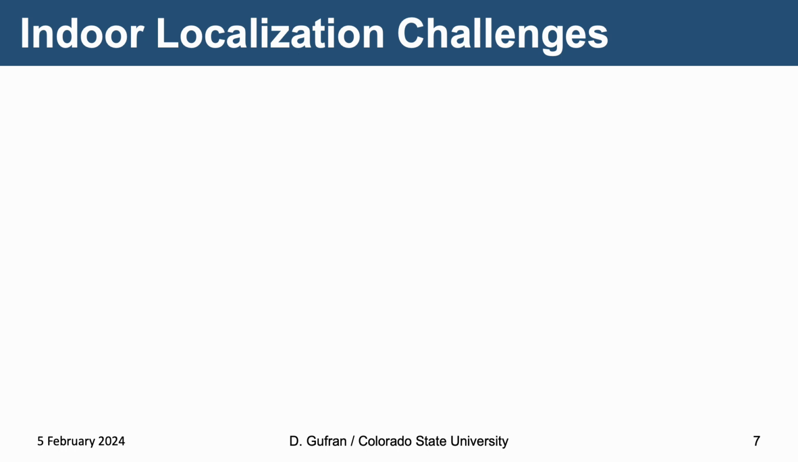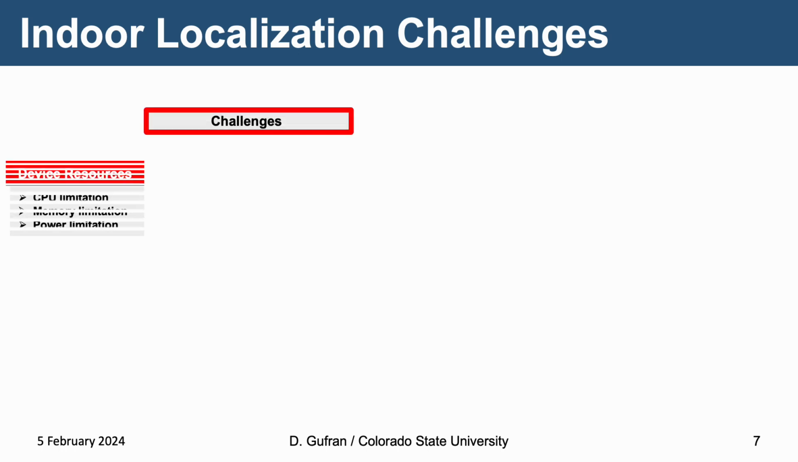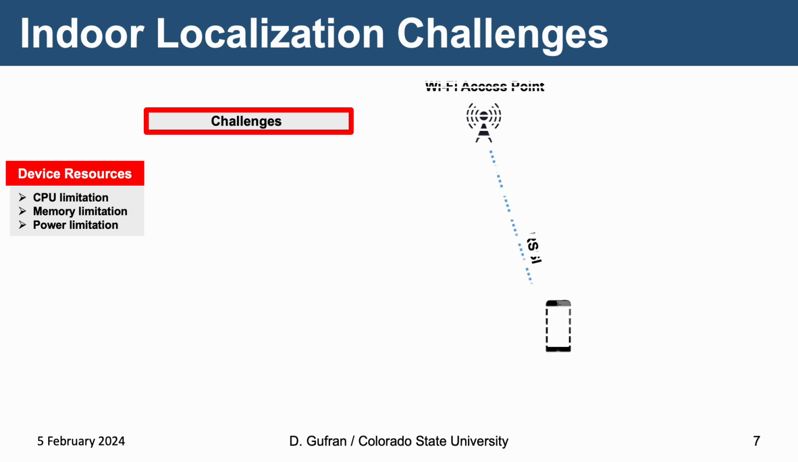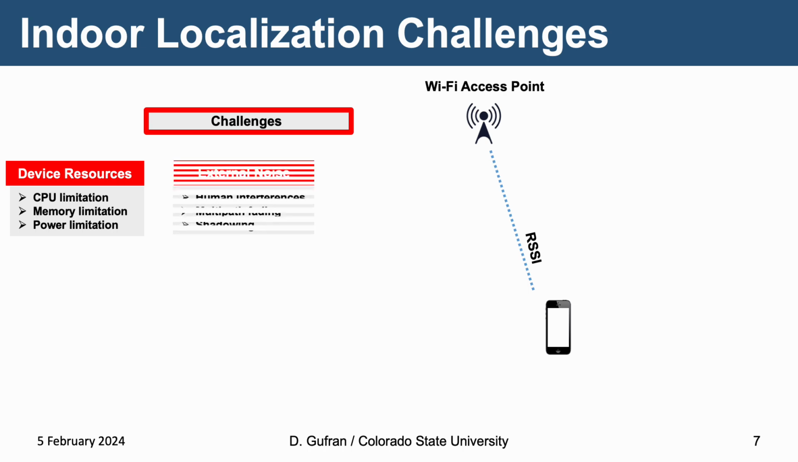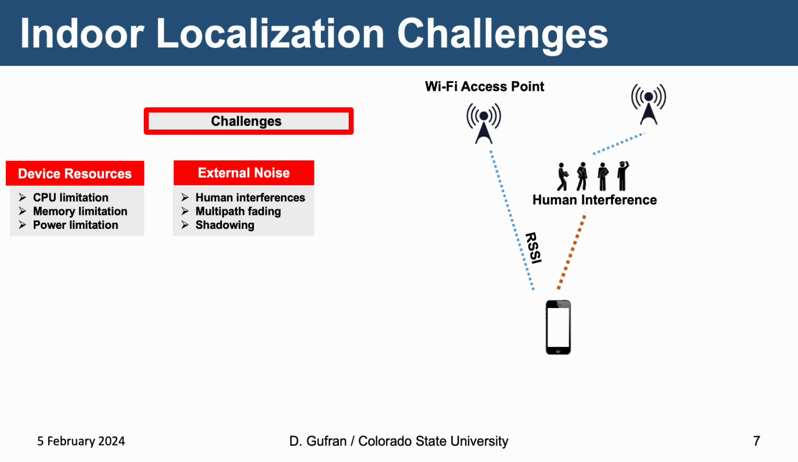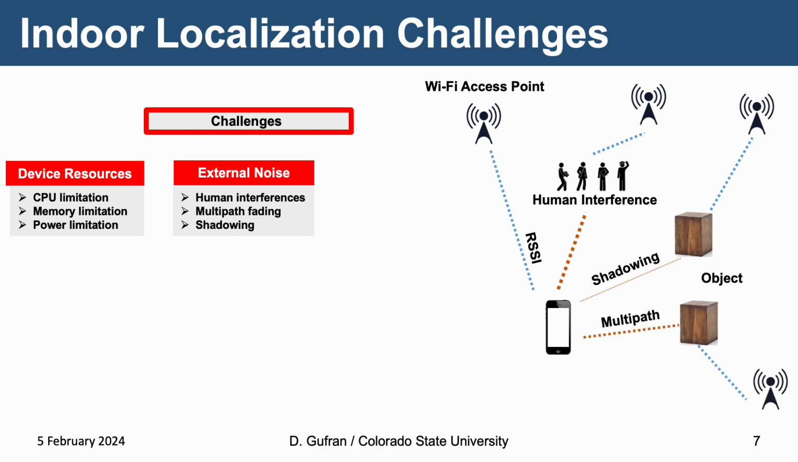Real-time indoor localization systems encounter numerous challenges, primarily stemming from limitations in device resources on embedded devices, including constraints in CPU, memory, and power. Another significant challenge is posed by external factors, such as human interferences, which can lead to variations in RSSI. Additionally, the presence of objects and obstacles within the indoor spaces introduces variations in RSSI, creating a shadowing effect and causing reflections that result in the multipath effect.